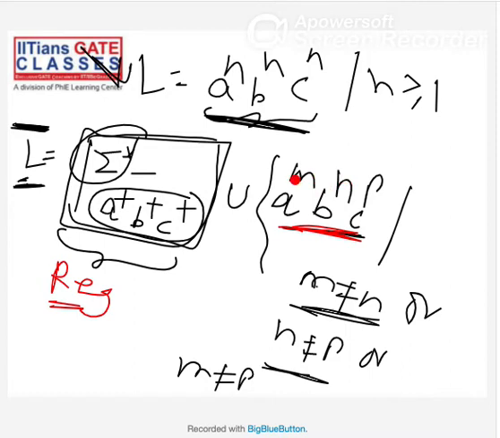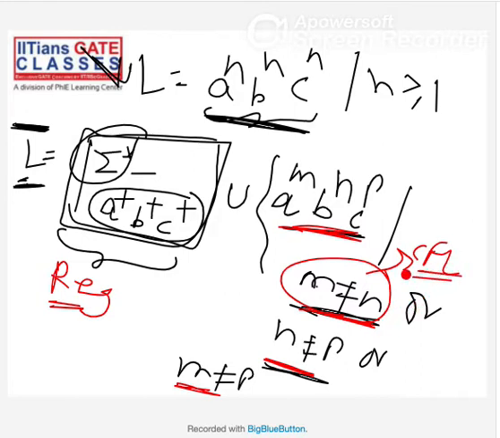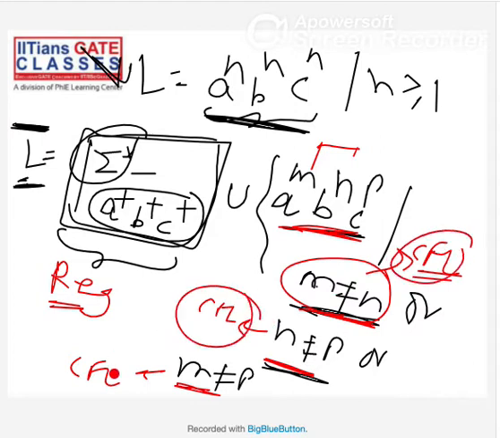Now let's see this part. a^m b^n c^p, where either this or this or this. So you can see m not equal to n. This is your CFL. Basically we want this language where m is not equal to n. So just one comparison, we need to compare the number of a with number of b, such that number of a should not be equal to number of b. So this is CFL. Similarly this is also CFL. Similarly this is also CFL. So CFL union CFL is already CFL, we have already seen. So this CFL union CFL union CFL, everything. So basically you can see this is your CFL.